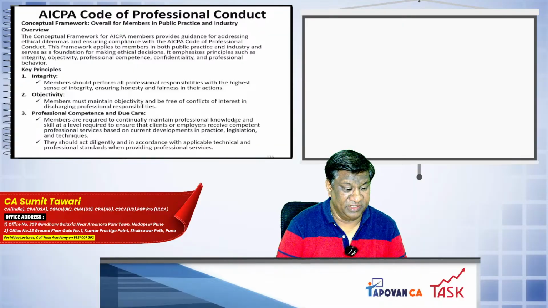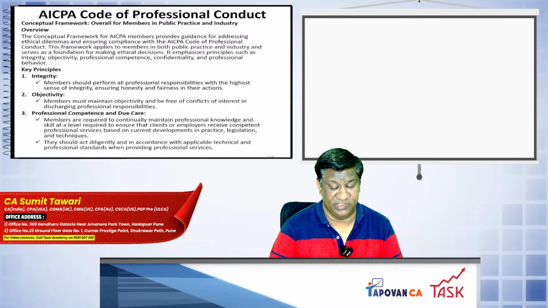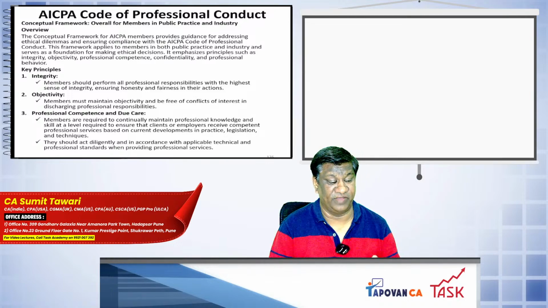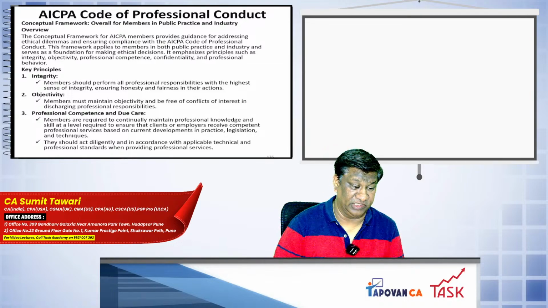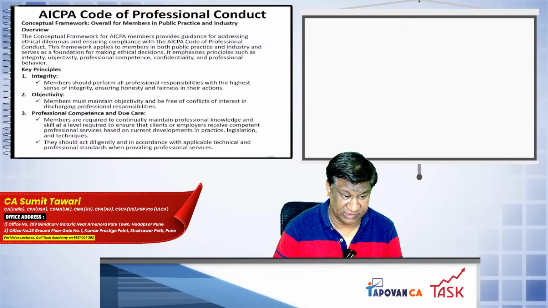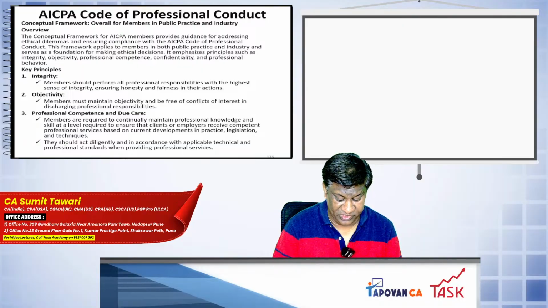So, the key principle, integrity and objectivity, those words you need to keep in mind, because you may get 5-7 questions on integrity and objectivity. Integrity is basically that members should perform all professional responsibility with the highest sense of integrity, ensuring honesty and fairness in their action. So, can anyone give an example of integrity?